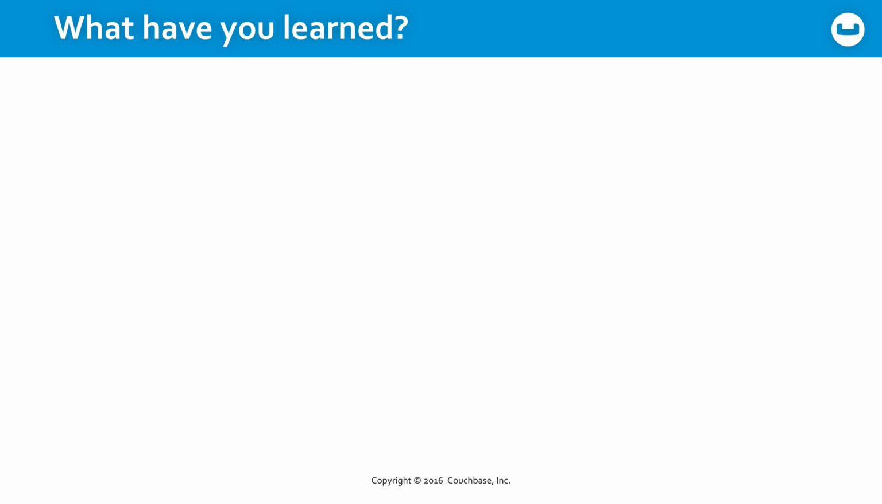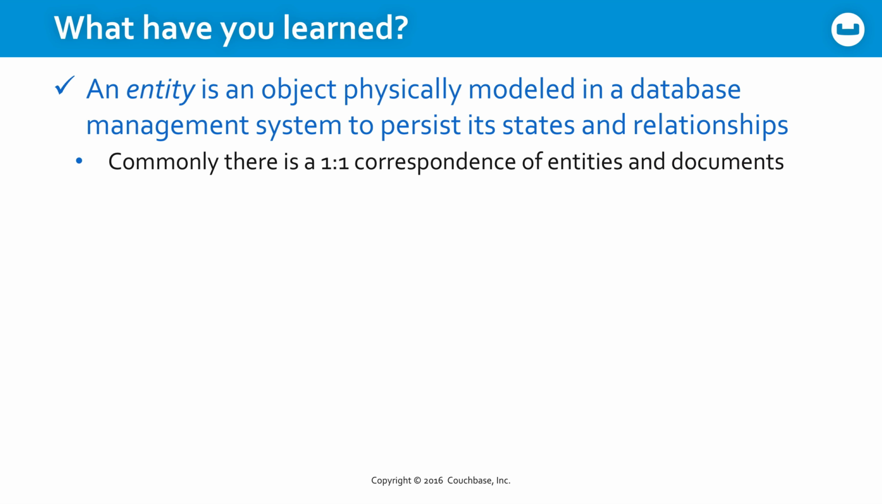So what have you learned in this particular lesson? Well, first, an entity is an object that's being physically modeled in a database management system so that you can persist its states and relationships. Commonly in document databases, there's a one-to-one correspondence of your entities and the underlying documents. However, this is not required and it may not be possible in your system, but it's a good idea to keep in mind where possible.